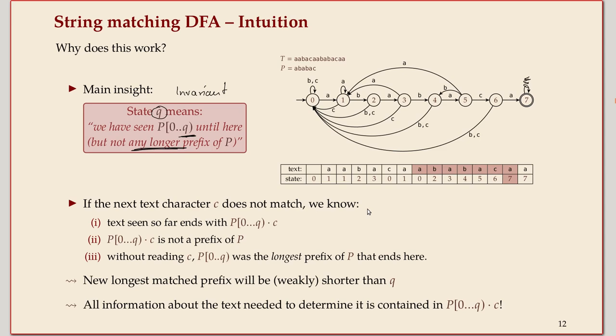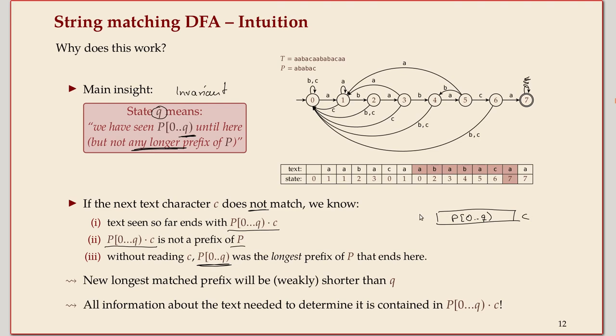So one more time slowly. If we've seen a certain prefix of P, we read the next character C. Then we know that the text that we've seen ends with this. We also know that this is not a prefix of P, because otherwise it would be the other case, the easy case. And, well, this was the longest prefix of P that ended here. That means the new thing that can match, so maybe I should draw this picture. So this is our pattern up to Q.